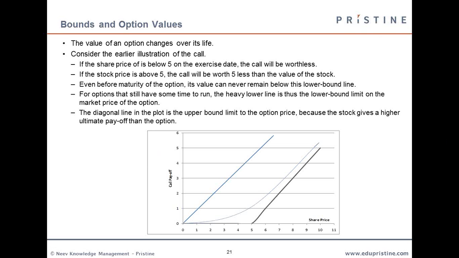So I'll proceed forward. Here, let's consider a call option. Again, the same one. The strike price is 5 and the share price, if it is below 5, the call will be worthless. If it is above 5, it will be worth the value of the stock minus 5. So here's the graph that I plotted. This is the minimum barrier where the call will be worthless, and this is the maximum barrier, which is based on the payoff. So the value of the call will be somewhere in between these two.